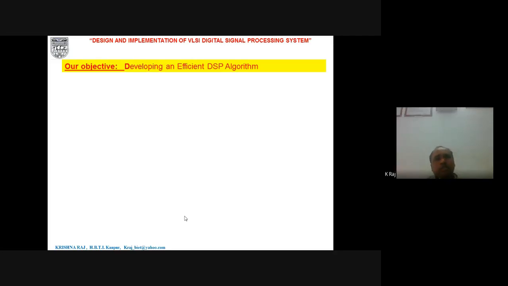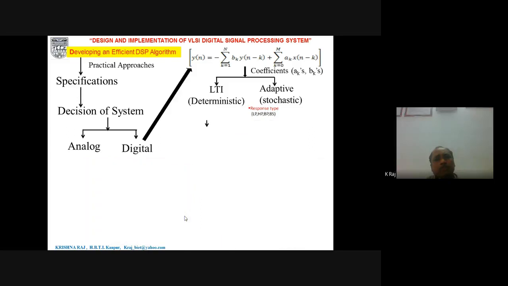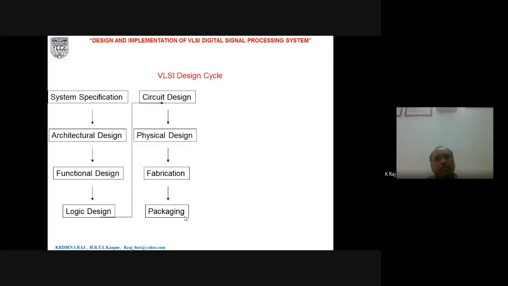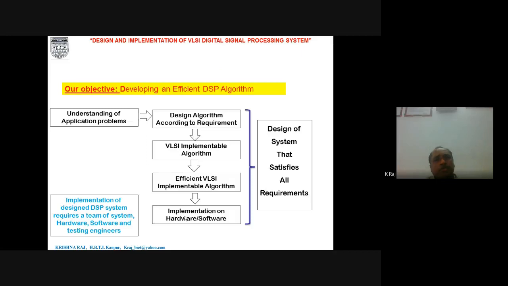Coming back to the previous slide, first of all we have to understand the problem, and then we have to design the algorithm depending upon the different situations and circumstances, and different types of selection will be utilized here. Then whatever the algorithm is, it will be converted into a VLSI implementable algorithm, then into an efficient VLSI implementable algorithm, and then it will be downloaded to the hardware or implemented, either by the software approach or the hardware approach.